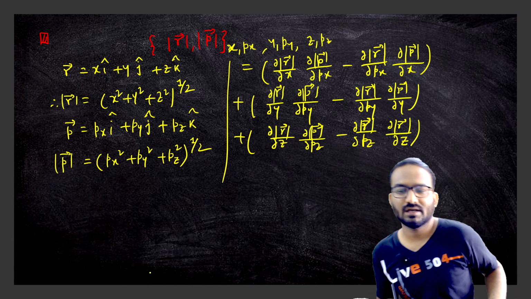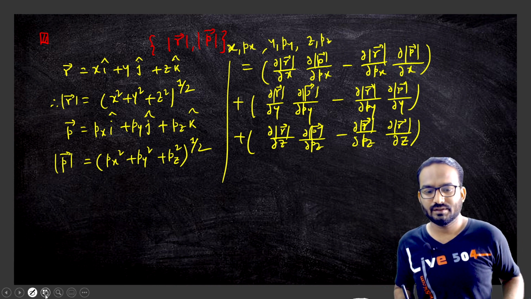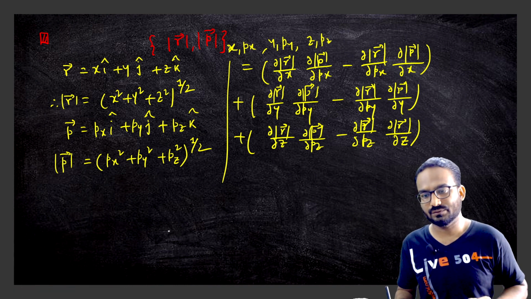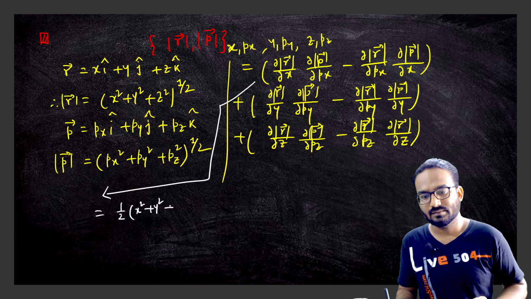You see, these three terms are basically quite identical. So if we calculate only one term, then we can just generalize to the other two terms. So let's calculate the first term. Del r by del x, the derivative of r with respect to x: half into x square plus y square plus z square to the power half minus 1, which means minus half, and the derivative of x square is 2x.